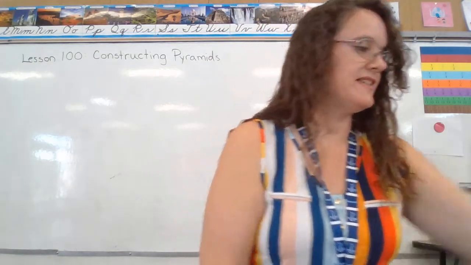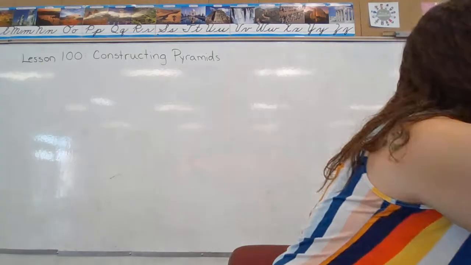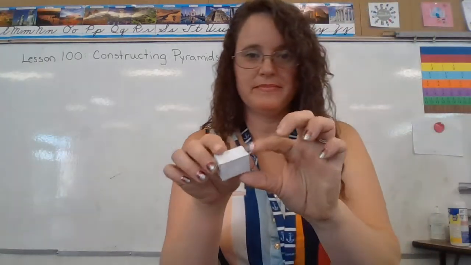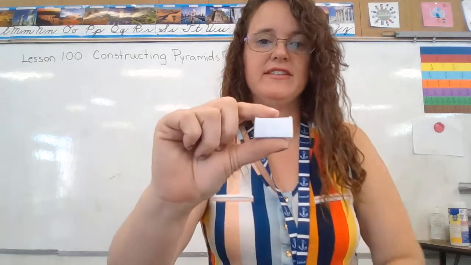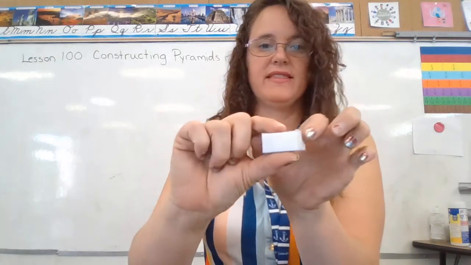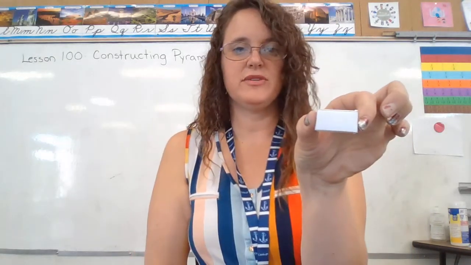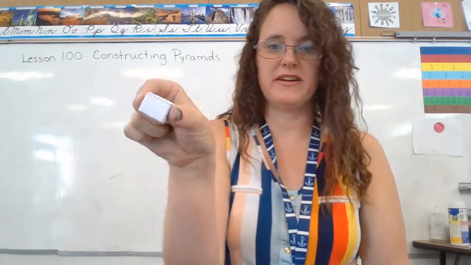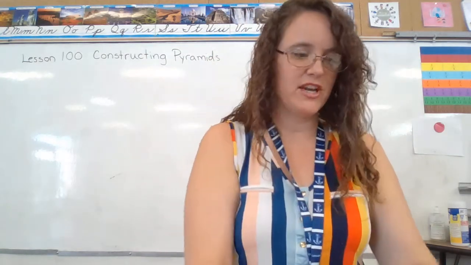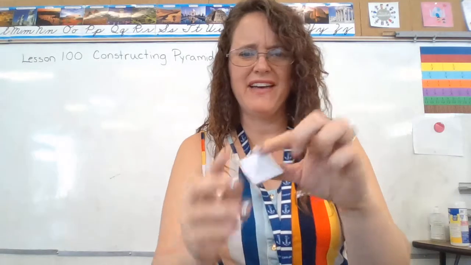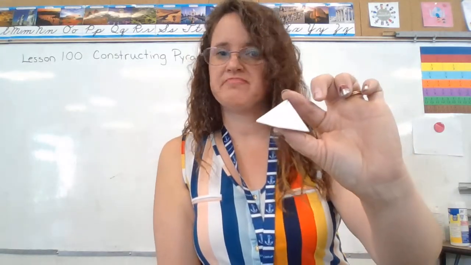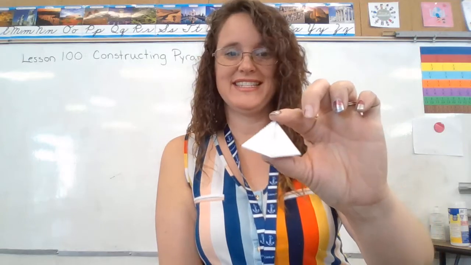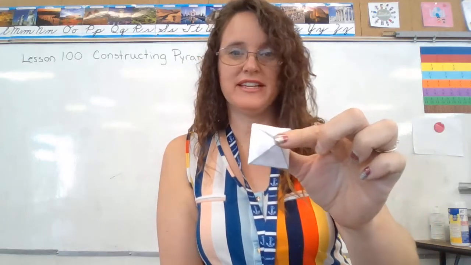So we're going to talk about this more when I see you, but if you notice my prism, notice how the top here is parallel to the bottom. The sides are parallel to each other. These sides are parallel to each other. That's what we're talking about here. Does the pyramid have any parallel faces like that? No, it doesn't. None of its faces are parallel to each other.